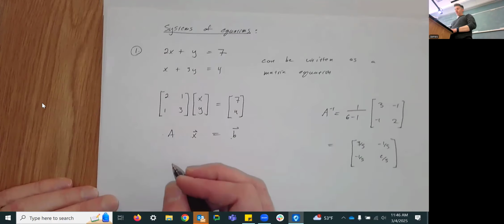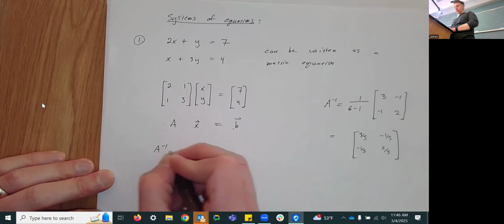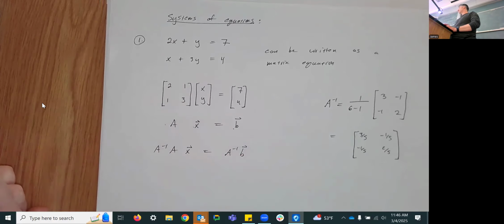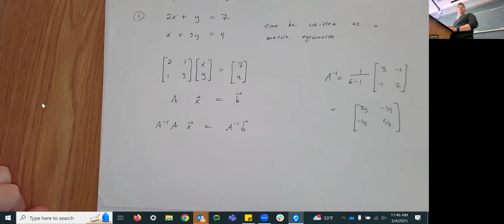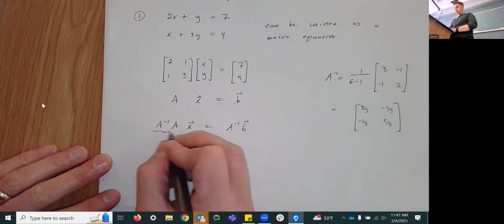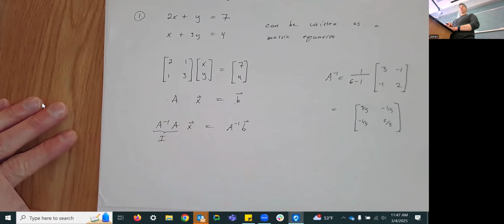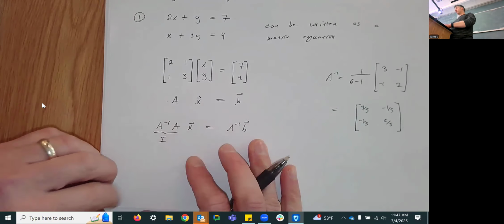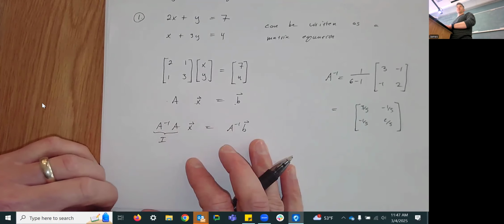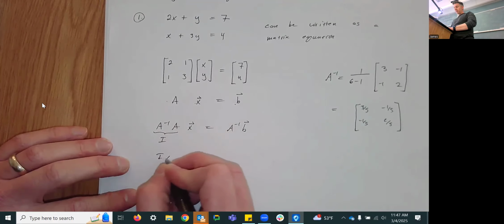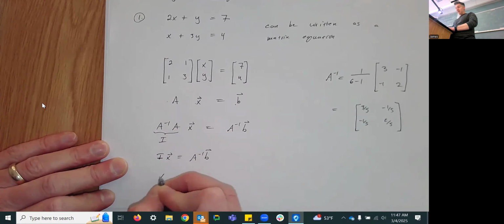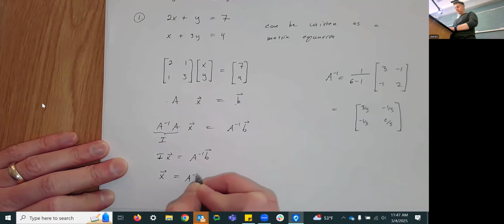So check this out. If I multiply both sides by A inverse, I have A inverse times A times X equal to A inverse times B. But A inverse times A, we just saw that whenever you multiply a matrix by its inverse, what do you get? You get the identity matrix of the appropriate size. And the identity matrix times any other matrix is just the other matrix. So this is I times X equal to A inverse times B. But the identity matrix times X is just whatever X is.